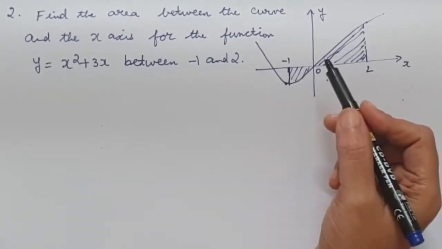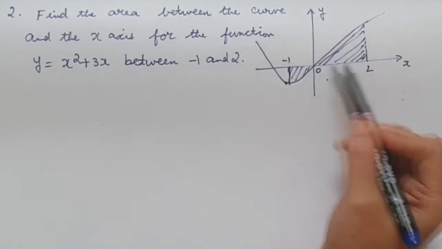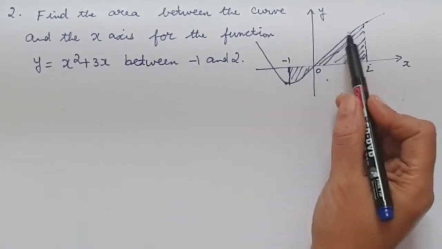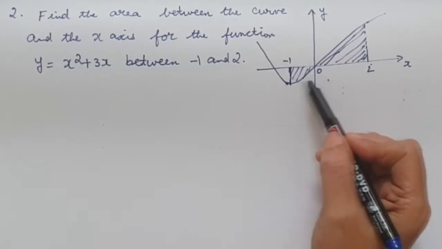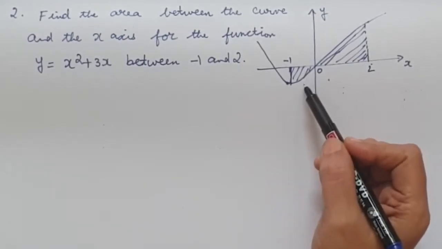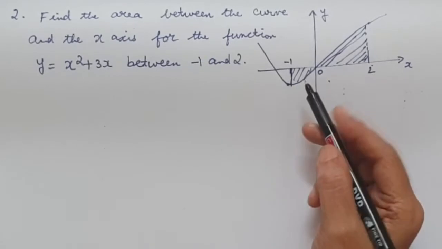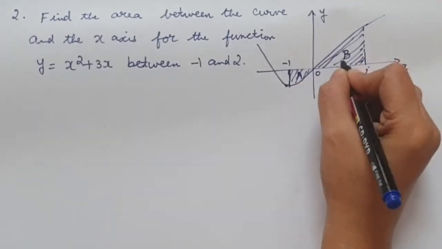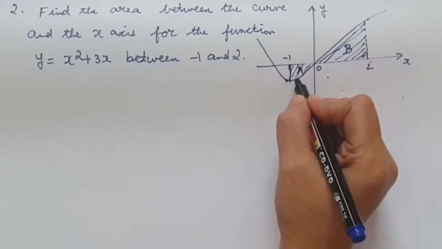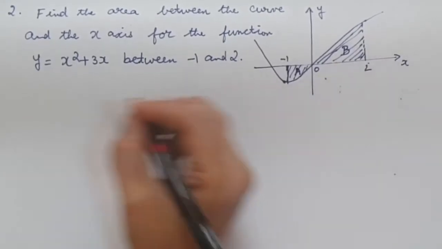That means the y values are positive from 0 to 2. Here any y value we take, they are all positive. From 0 to -1, the y values are all negative. So we calculate our area in two parts. We take this part as area A and this one we take it as B. We'll find the area of A, area of B and then we'll add it up.